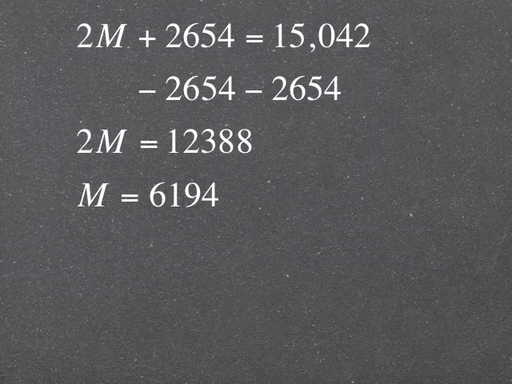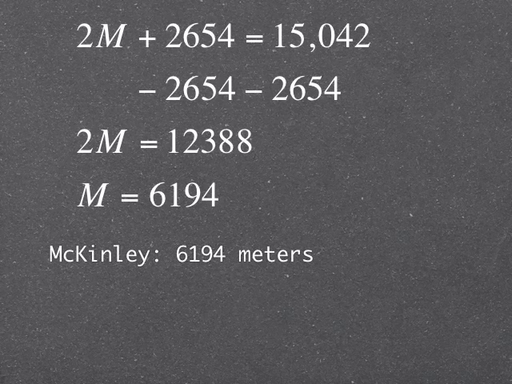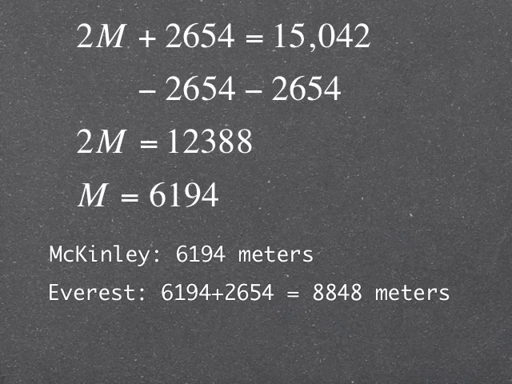Okay, solving that, I'd combine like terms, and then solve. Go back and look at my key. McKinley is therefore 6,194 meters. Everest was McKinley plus 2654, or 8,848 meters.